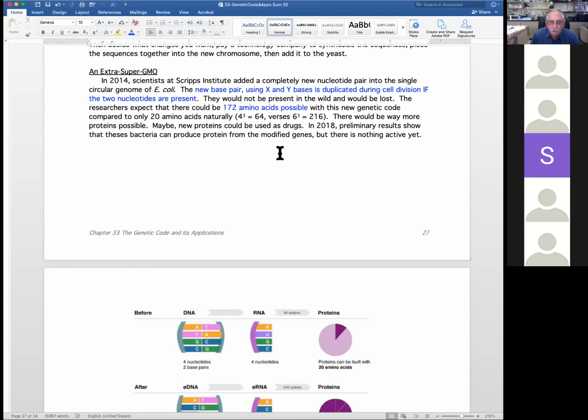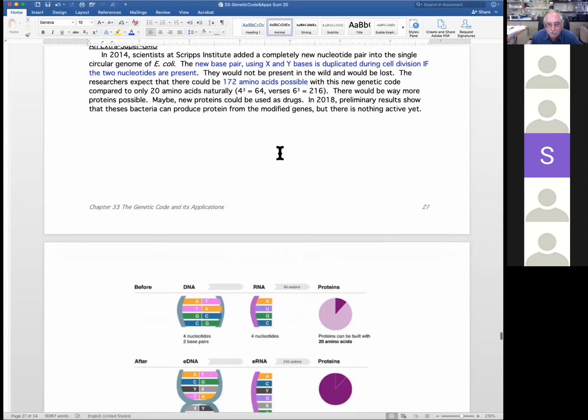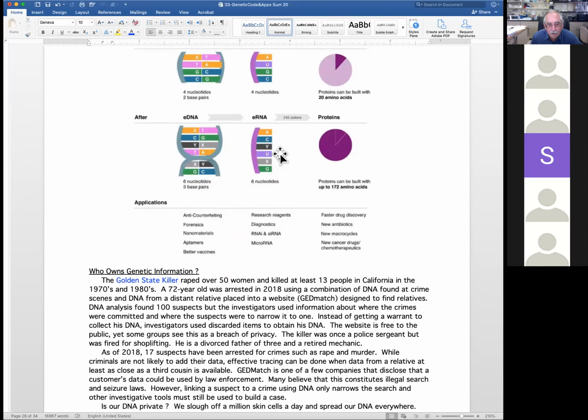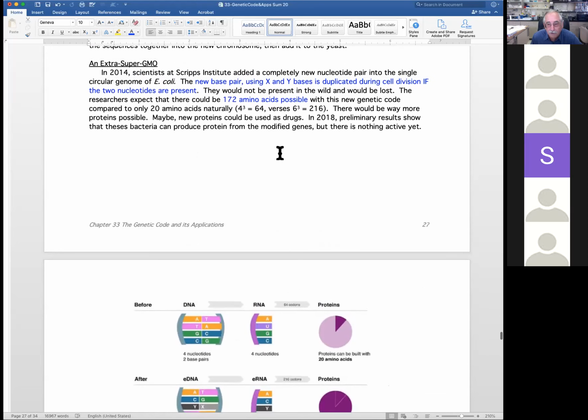So it's possible that they could create proteins with more than 20 different amino acids. They can invent their own amino acids. So that's kind of the idea. So it's not totally functional right now, but pretty interesting idea that they're actually working on.